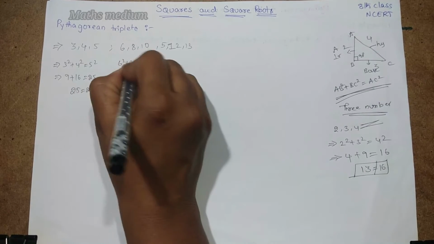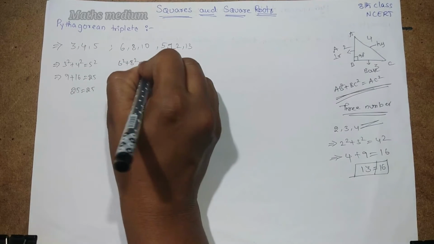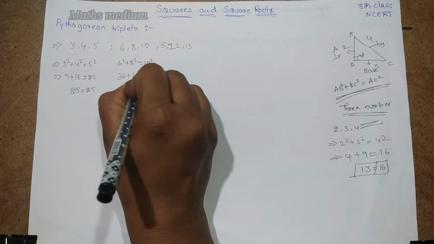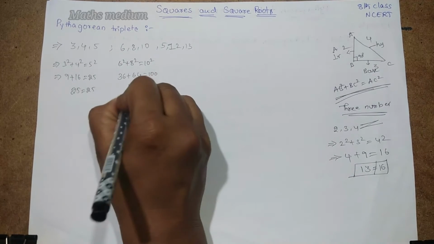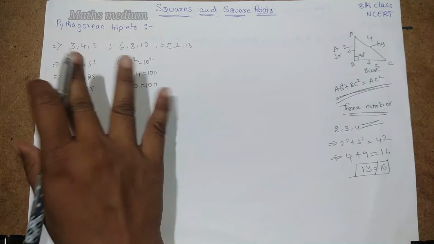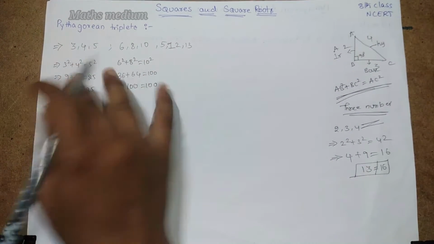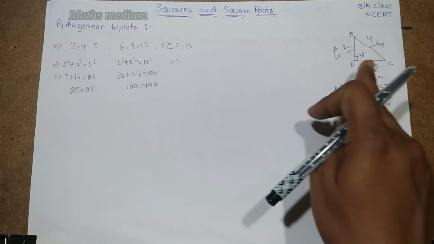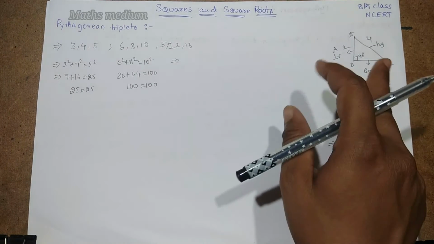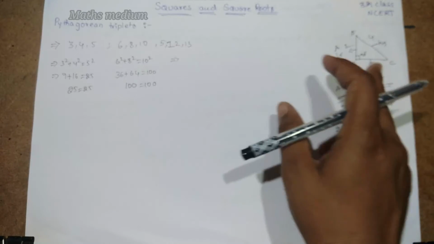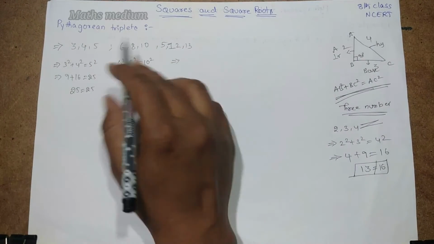Similarly, 6 square plus 8 square is equal to 10 square. Here 36 plus 64 is equal to 100. Here also 100 is equal to 100. Both LHS and RHS should be equal for these triplets. We know that the Pythagorean theorem is a formula where the triangle may be a right angle triangle or not. Apart from that, there are Pythagorean triplets like this.